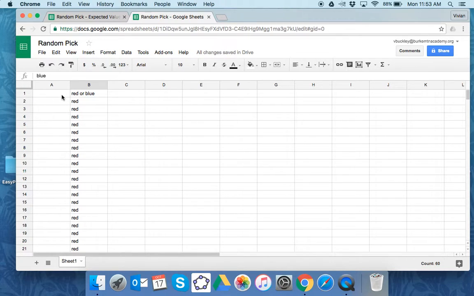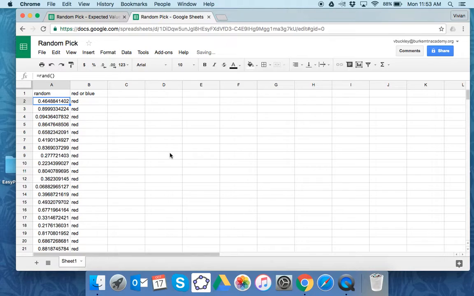And then over here I need to figure out how I'm going to select those randomly. So here's where I'm going to do the randomness. Here I'm just going to type equals RAND, open parentheses, close parentheses. It's just a random number. Doesn't really matter that the decimal point is there. You can look at that random number as anything you want.